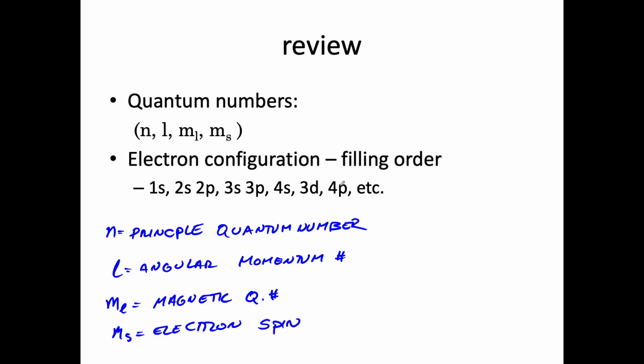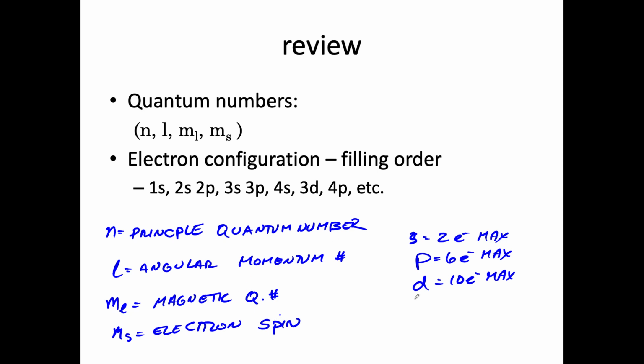Now we talked about electron configurations, and we have the filling order, which is 1s, then 2s, 2p, 3s, 3p, 4s, 3d, etc. We also discussed that the s orbital can have 2 electrons maximum, p can have 6, and d can have 10 electrons maximum. This is basically what we talked about last week.